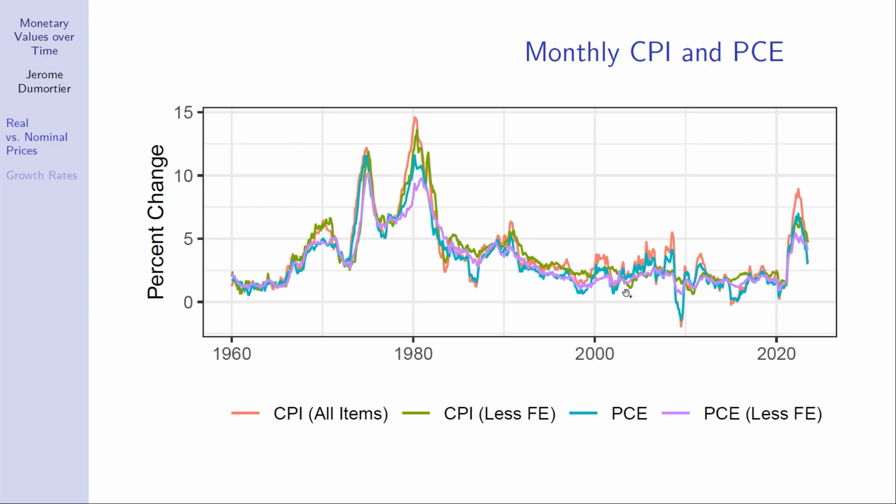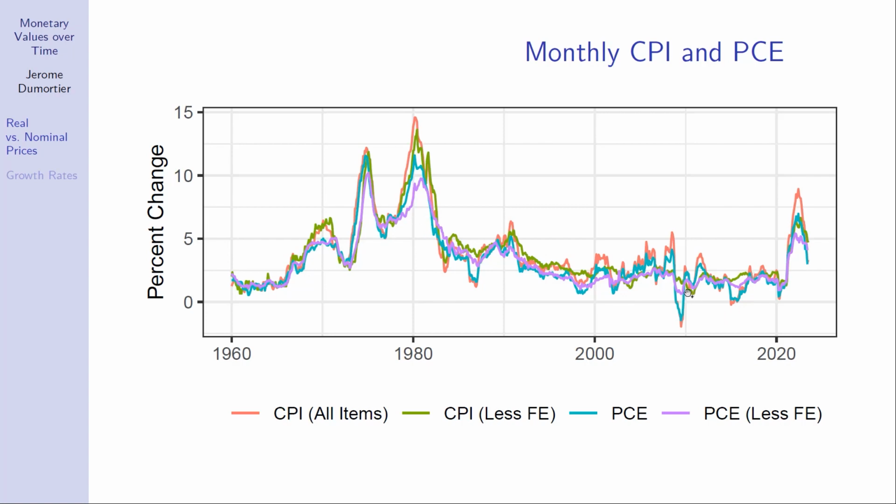To illustrate this and how they differ, here I have plotted the CPI and the Personal Consumption Expenditure Index between 1960 and today. And first of all, you can see that the CPI all items and the PCE, those are the red line and this blue greenish line. You see that there are much higher spikes and valleys actually. And again, this is associated with food and energy prices being very volatile.